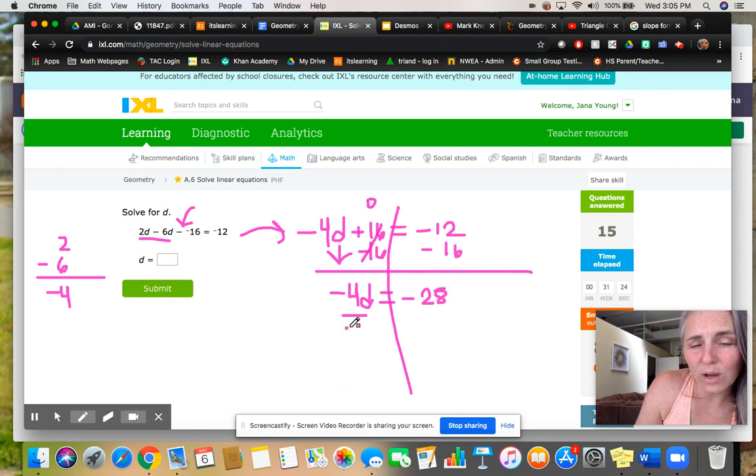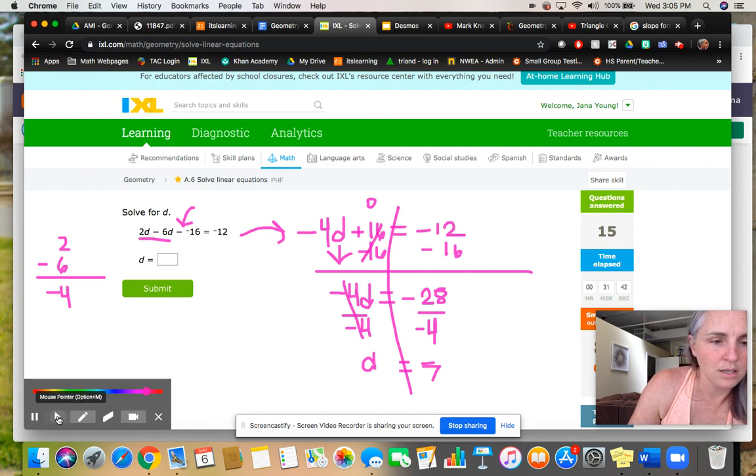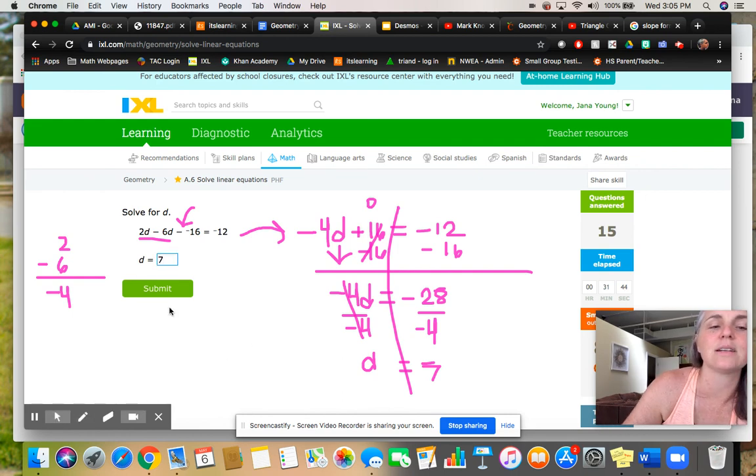Negative 4 times what is negative 28? And if you're not sure, just divide by negative 4 on each side, because this time it is a positive 7. You might have gotten that sign wrong, so be careful. I'm about to write negative 7. It is positive 7. Negative divided by negative is positive, okay? I feel like I worked that one fast.